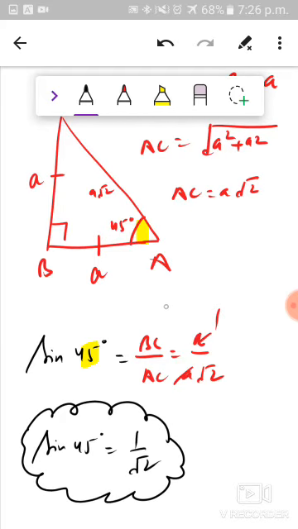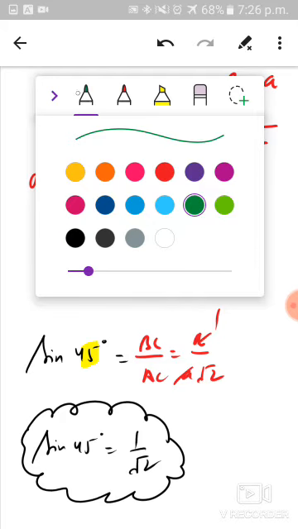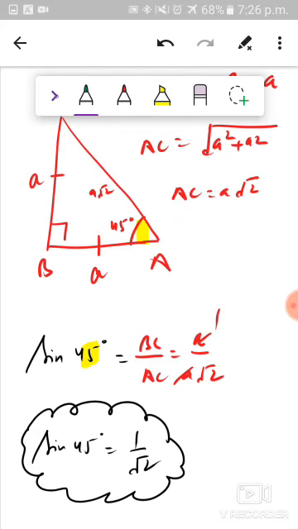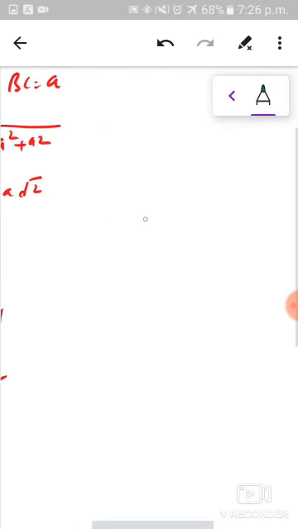Like this we can find the values of all the trigonometric ratios for 45 degree. Okay. Now let us see for 60 degree and 30 degree.